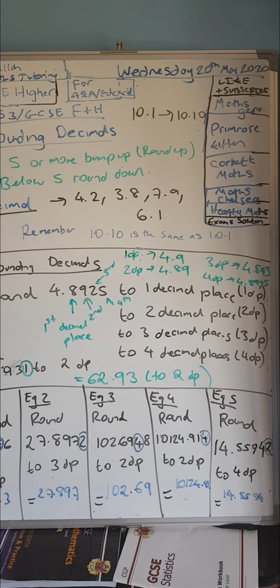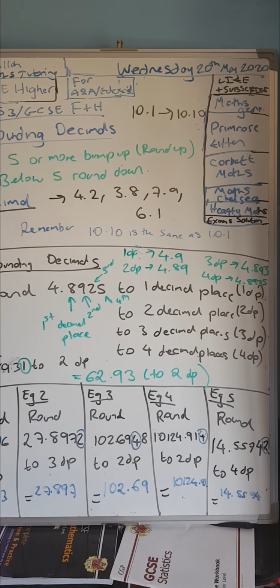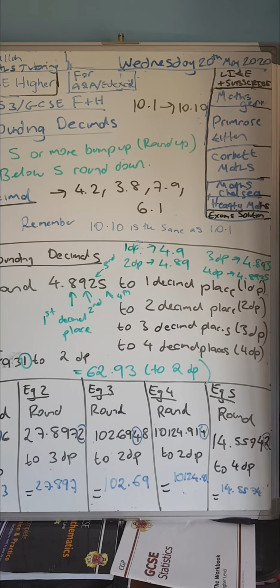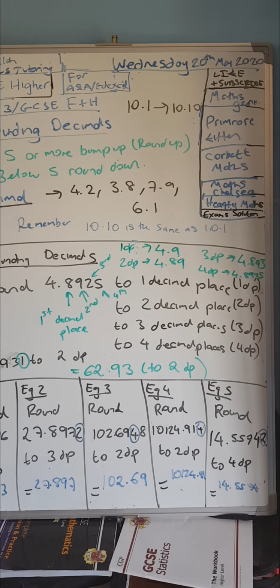Example 3: round 102.6948 to 2 decimal places. I look at the 3rd decimal place, so it'd be 102.69. Again, it's below a 5.